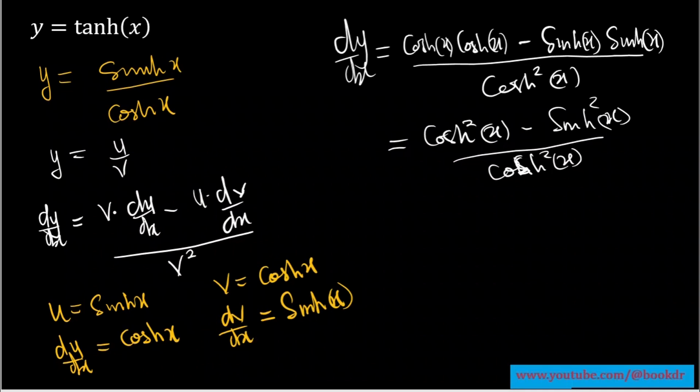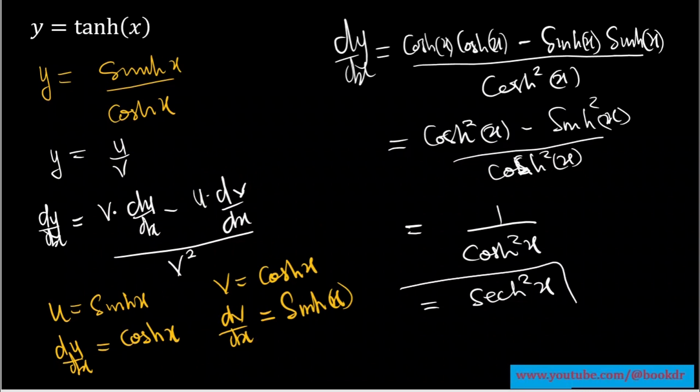Identities in hyperbolic functions: cosh square x minus sinh square x is an identity, and its value is 1. So this becomes 1 over cosh square x, and that is also a reciprocal identity. We can write it as sech square x. So the derivative of tanh x is sech square x. Let's put that down.